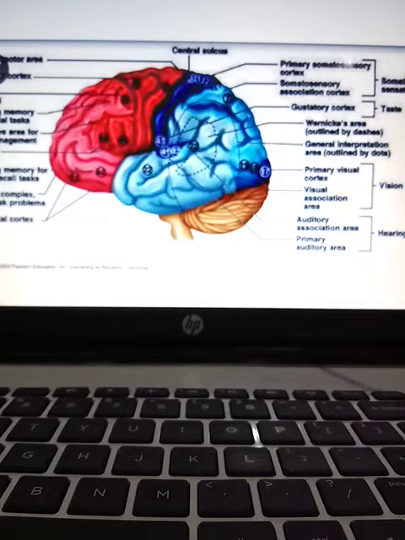We have already discussed the motor areas of the cerebrum in the last class. I will be briefly summarizing those. So what you can see in this picture, this is the superolateral surface of the cerebrum.